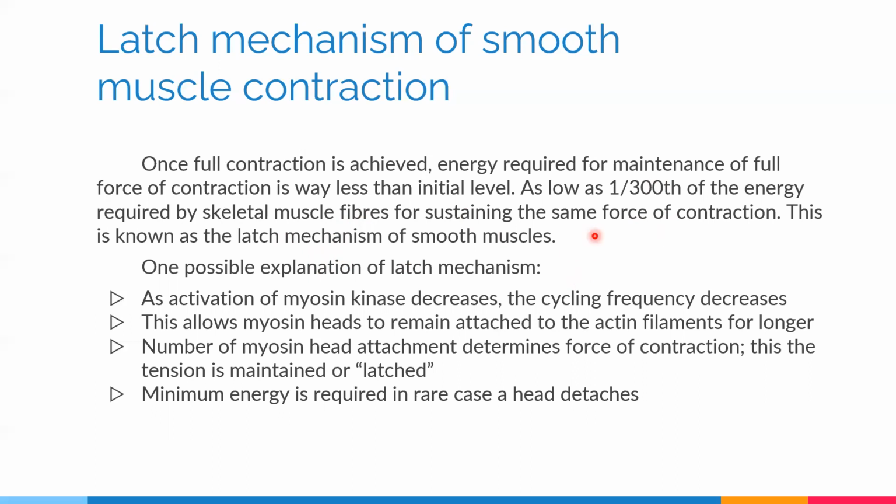It has been tried to explain the latch mechanism in various ways, and one of the possible explanations is given here. As the activation of myosin kinase decreases with decreasing calcium ion concentration, the cycling frequency of the myosin cross bridges also decreases. This allows myosin heads to remain attached to the actin filaments for longer. As the cycle gets slower and slower till it stops, the myosin heads have enough time to remain attached like hooks to the actin filaments.